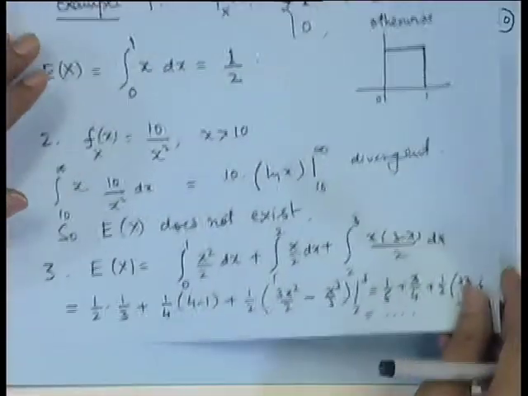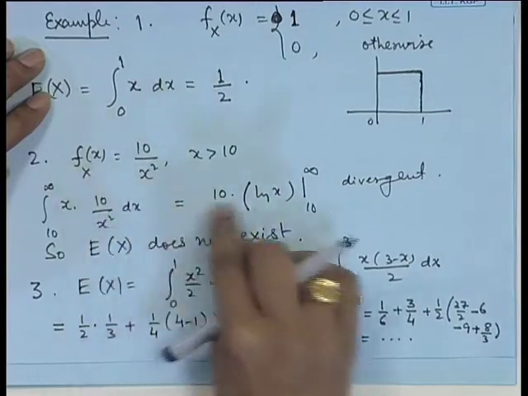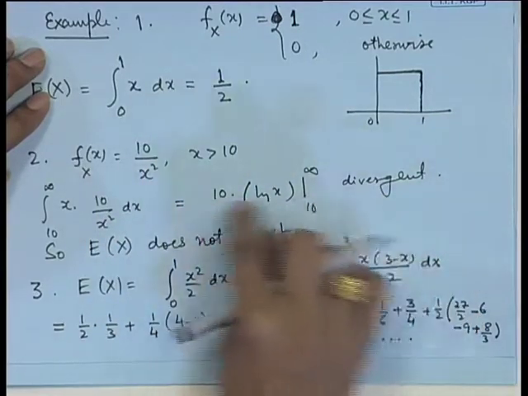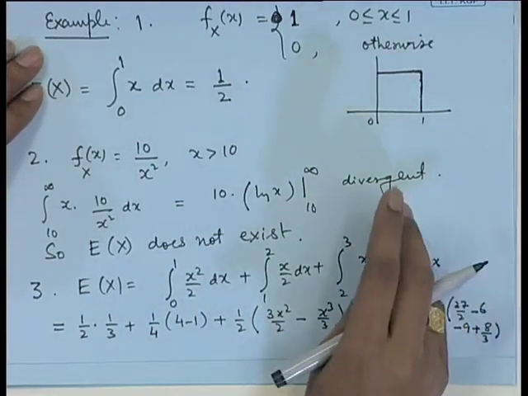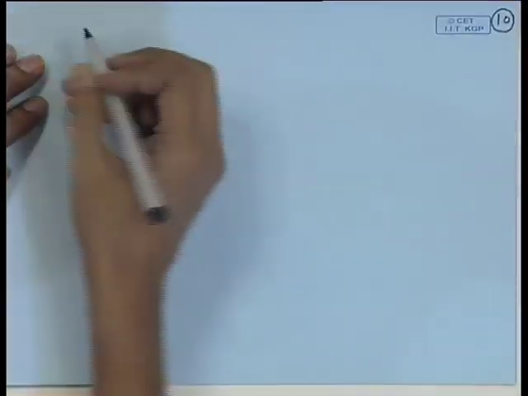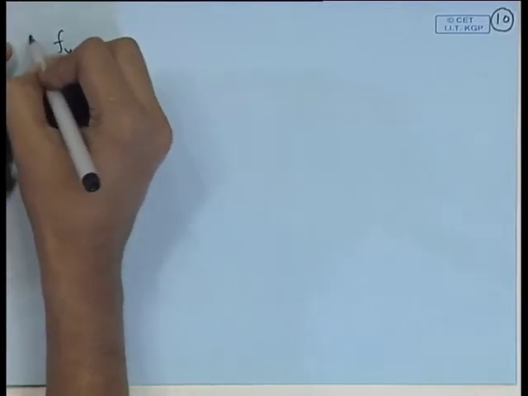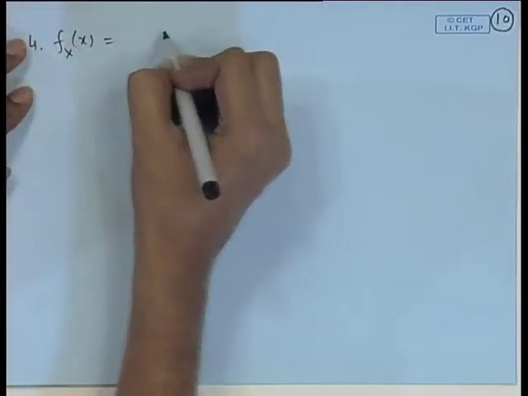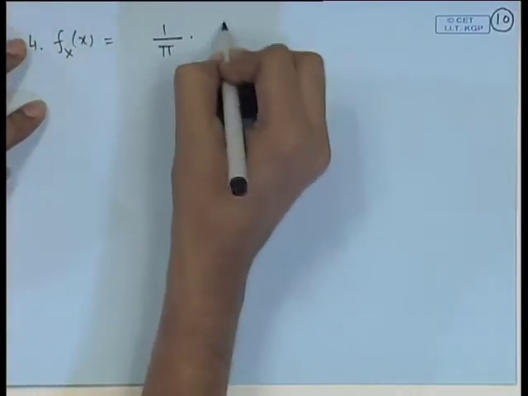There may be some other case also where it looks that the expectation will exist, as we have seen here in the second example. The integral itself is divergent, and therefore, we are directly concluding that the expectation does not exist. However, there may be a case where it looks that the integral will exist, but actually it does not exist.